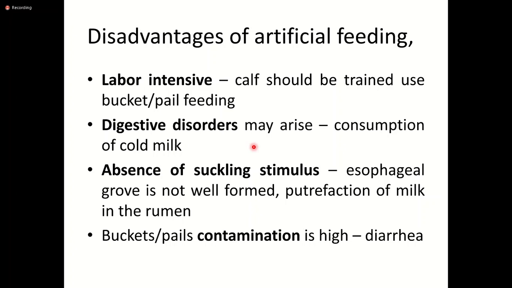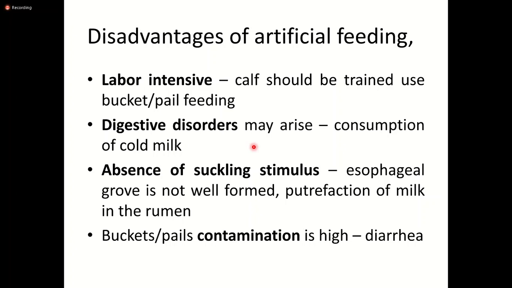However, when we are doing some artificial feeding using a bottle or bucket, what happens is that, by bypassing, that stimulus will not be there to the optimum level. When we feed artificially, that reflex does not develop well, right? Then what happens? The milk sometimes goes through the esophagus and is directed into the rumen, as we discussed last time. Then the rumen is not well developed.